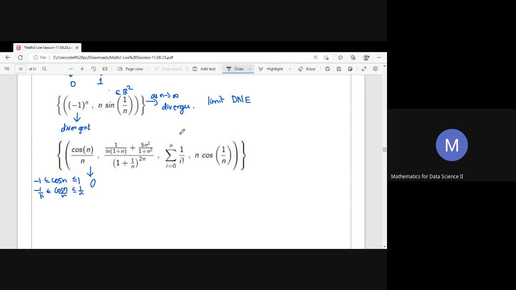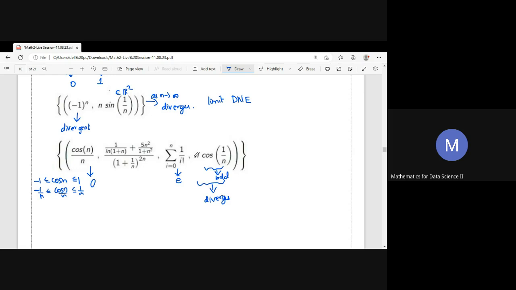This one we have already seen. What is the limit of this sequence? It is e. And what is the limit of n times cos 1 by n? See, cos 1 by n is bounded, so you can consider it like some number. So as n goes to infinity, what happens to this whole sequence? It diverges to infinity. This n will go to infinity.